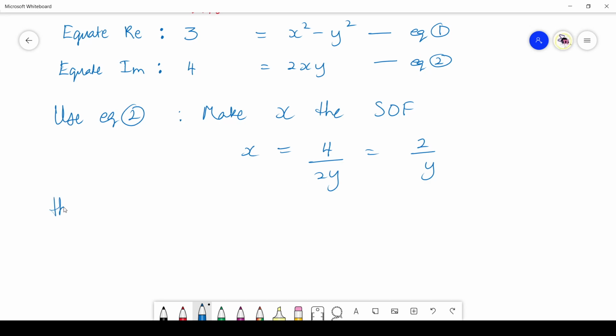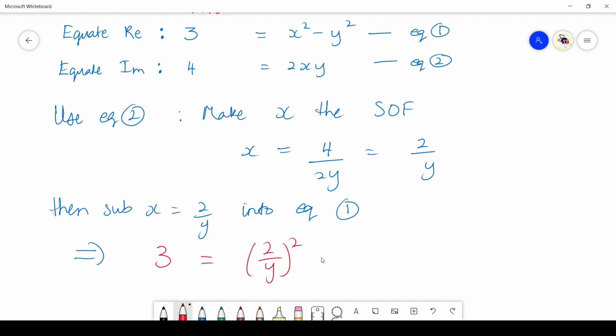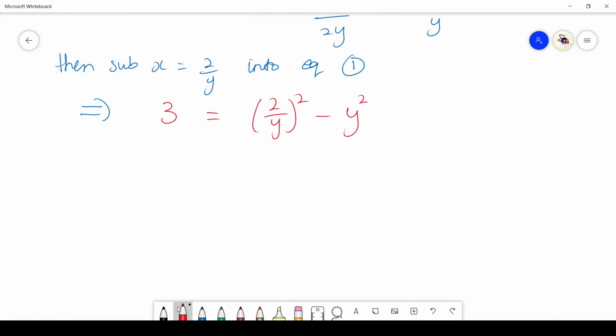And then we're going to substitute x being equal to 2 on y into the other equation, which is equation 1, okay? So equation 1 goes like this. 3 is equal to x squared. So x squared is now 2 on y squared minus y squared. Breathe, people, breathe. Okay, let's go. Back to the algebra. So you're going to get 2 squared. A lot of people forget to square both numerator and denominator when they're doing these questions.